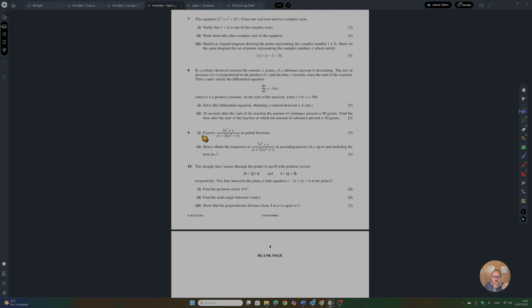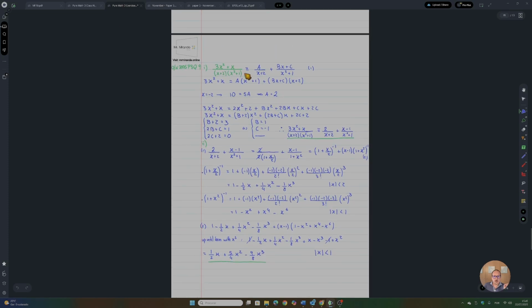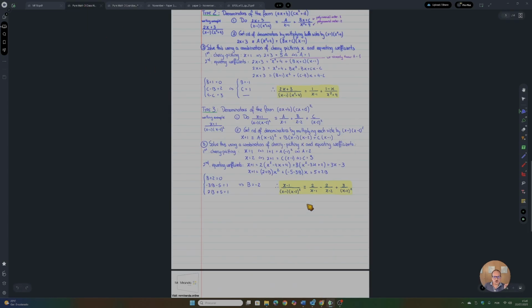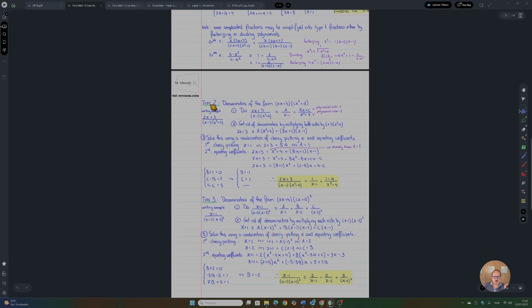So the first part just asks you to express a fraction in partial fractions. You should be focusing now on the denominator to see what type of partial fractions we are talking about. This is an order 1 polynomial, this is an order 2, so this is a type 2. In order to do that, you should break this down into a over the order 1 polynomial plus bx plus c over the order 2 polynomial. I'm just following here the rule for type 2, okay?